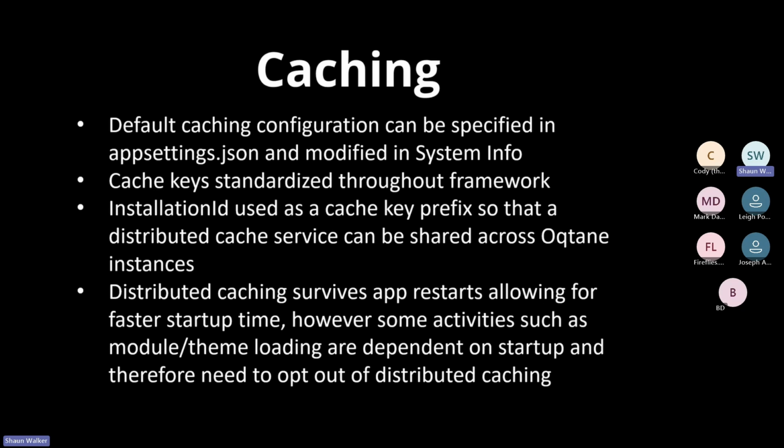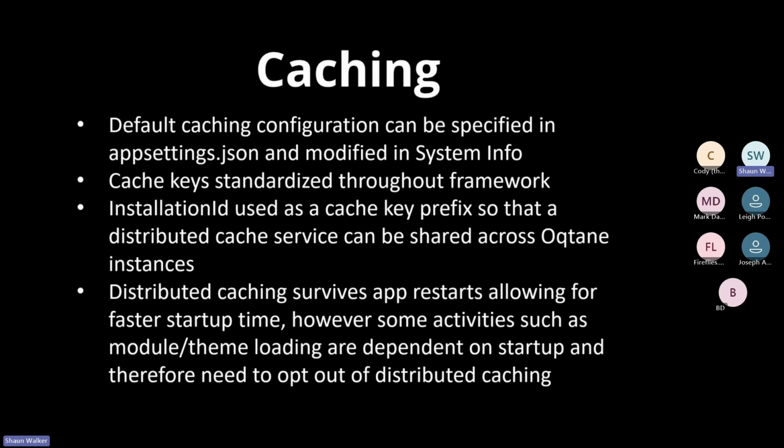So more about caching. Like I mentioned, Fusion Cache has a lot of different configuration options that you can set. The most common options are configured in the appsettings.json for Oqtane, and they're exposed through the system info area in the user interface. And so you can actually modify the values for some of those settings in the system info area.